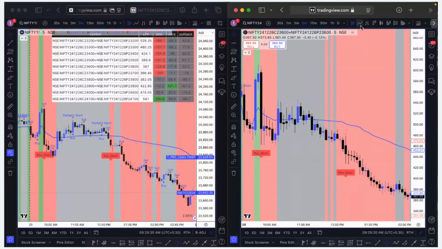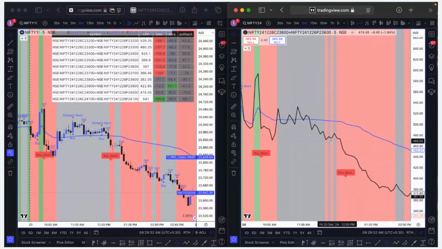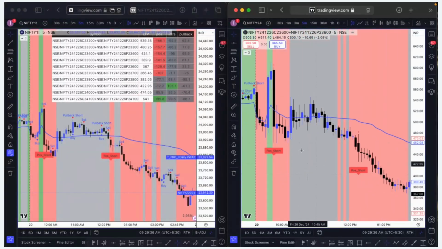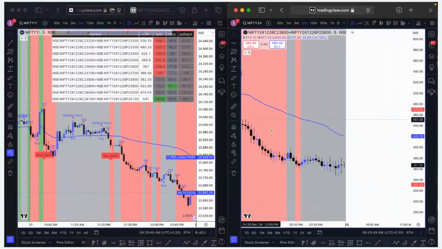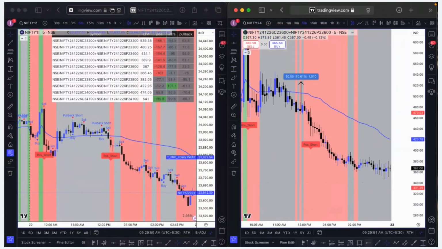Either you can use a line chart. Whenever the background turns red, you can sell it with a proper stop loss. So even if this stop loss gets triggered, you would have entered a trade somewhere around here with a 10% stop loss, and that could have given you very good clean points. So this is how we sell directional straddles based on the dashboard.